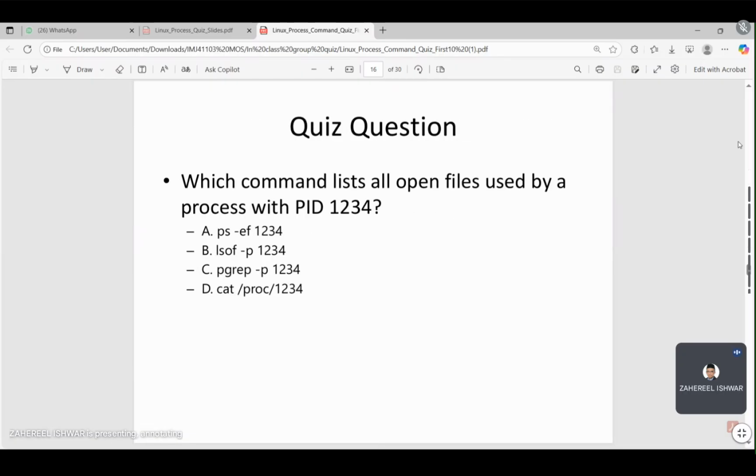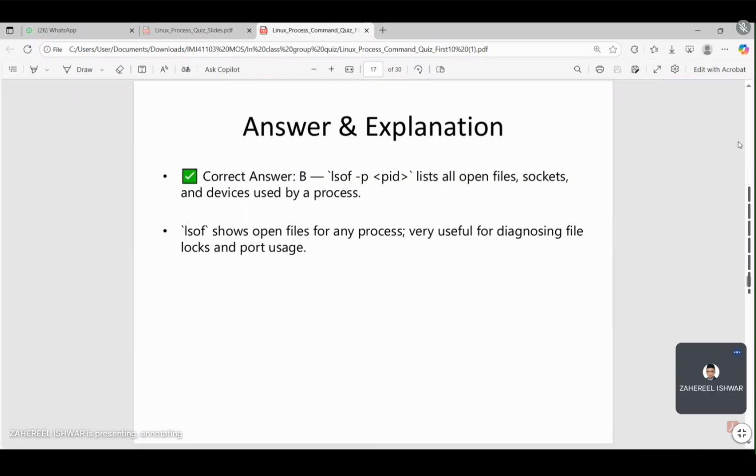First question more. Which command lists all open files used by a process PID 1, 2, 3, 4? The answer is what? B, lsof. You know that already, right?